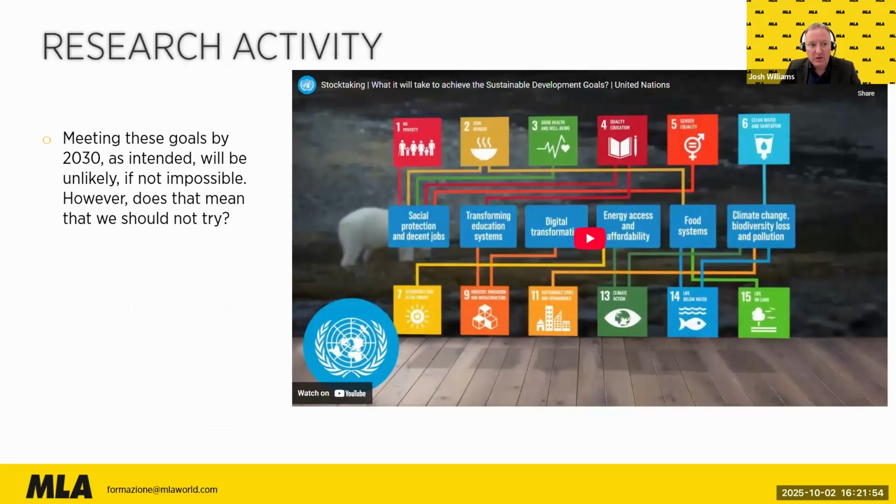That could lead into a research activity. So, meeting these goals by 2030, the next 5 years. We are 2/3 of the way through to theoretically meeting these. I have to admit, it will be unlikely, if not impossible, at least reaching them all. There are a few of them that are on track, but just because we're near the goal now doesn't mean we can't move further from the goal. But does that mean that we should not try?